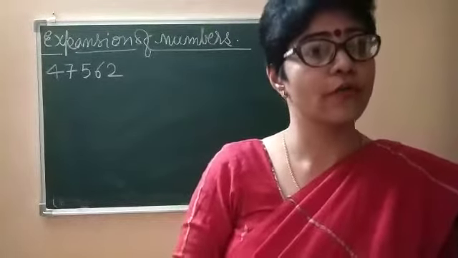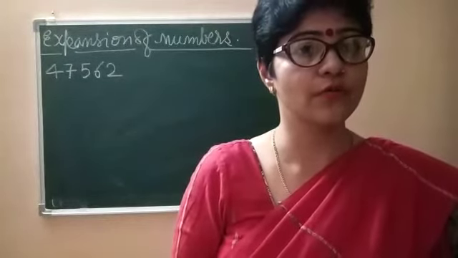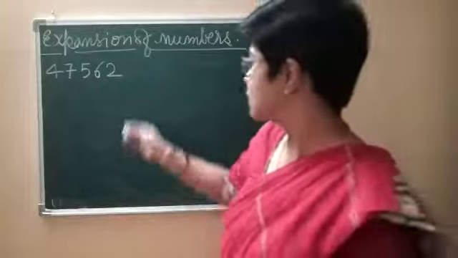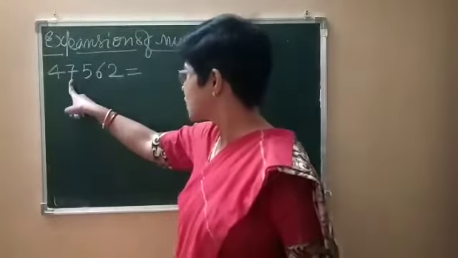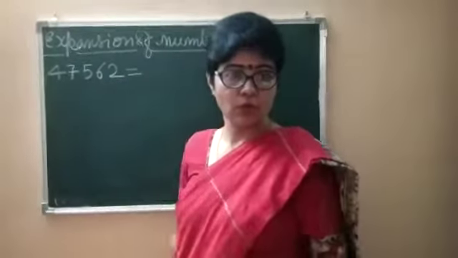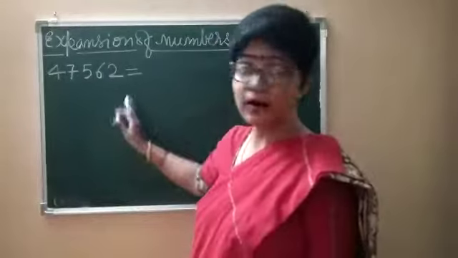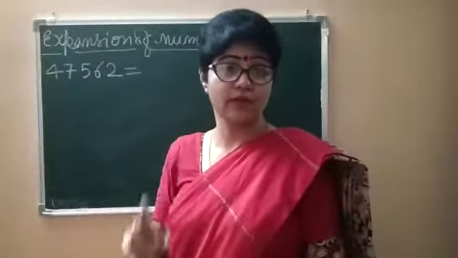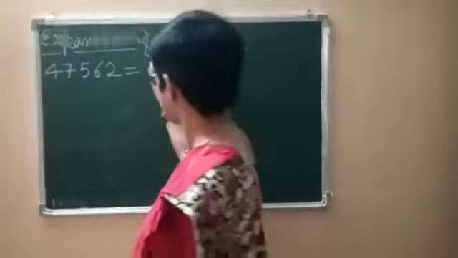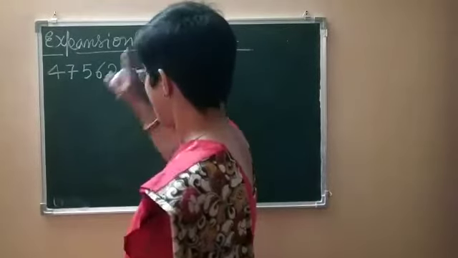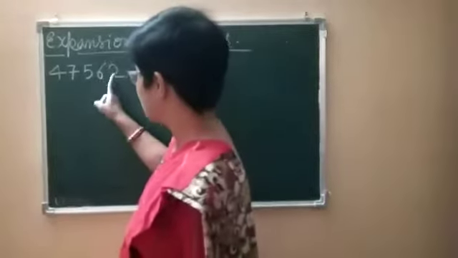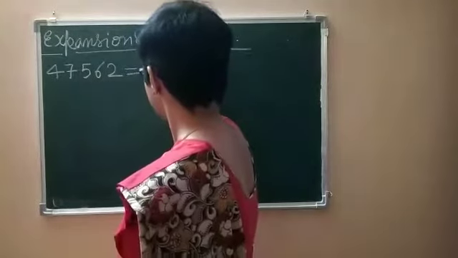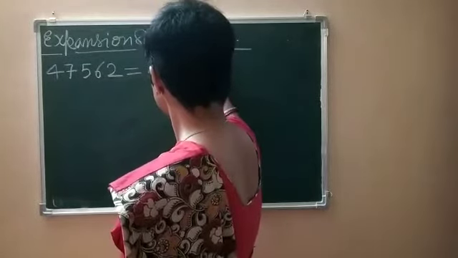Now, topic: expansion of numbers in exponential form. Expansion of numbers we have already studied. So what are we going to write here? We have 47,562. How will we expand the number? We have already seen in previous classes that it is 4 into, how many digits are there from the back? 1, 2, 3, 4. So after 1 there should be 4 zeros.